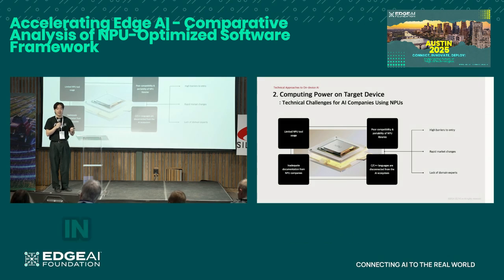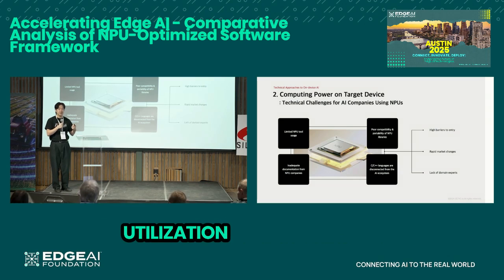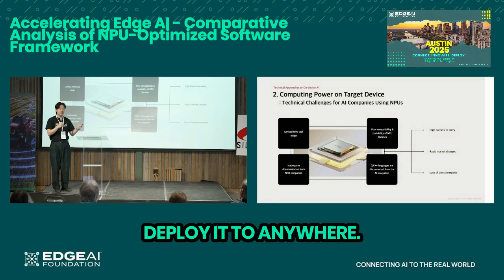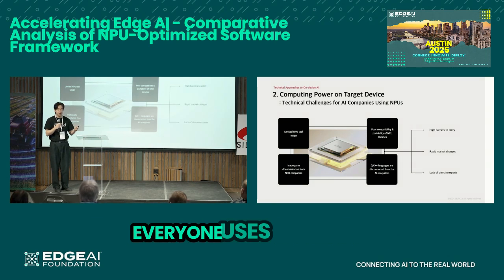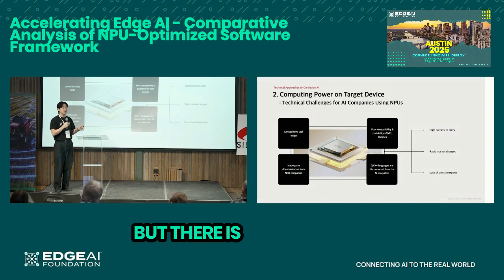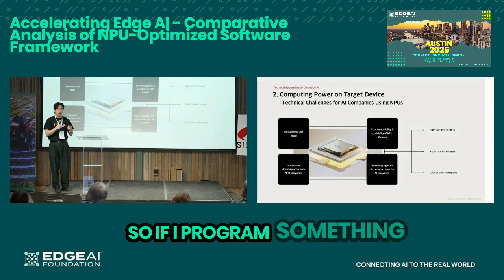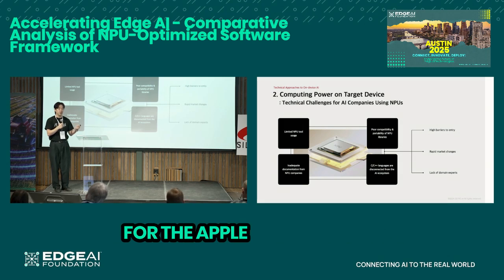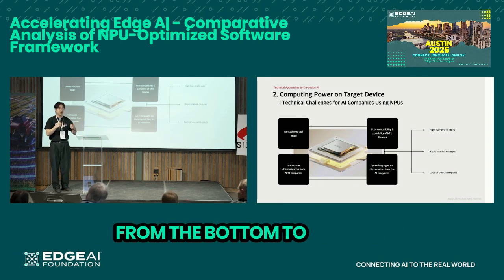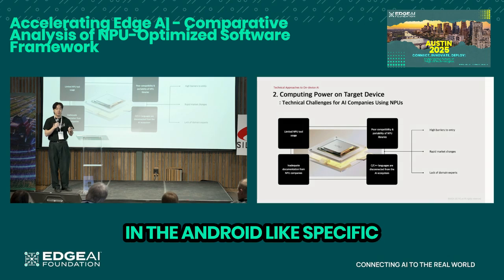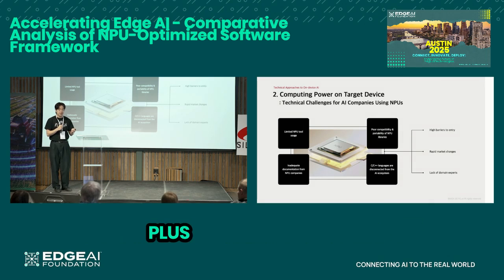There is CUDA on the GPU cloud server. If I develop software that utilizes NVIDIA GPUs, I can deploy it anywhere because everyone uses CUDA and NVIDIA GPUs. But there is no dominant player in the mobile area. If I program something for the Apple environment, I have to do everything from the bottom again to support each Android manufacturer's company.